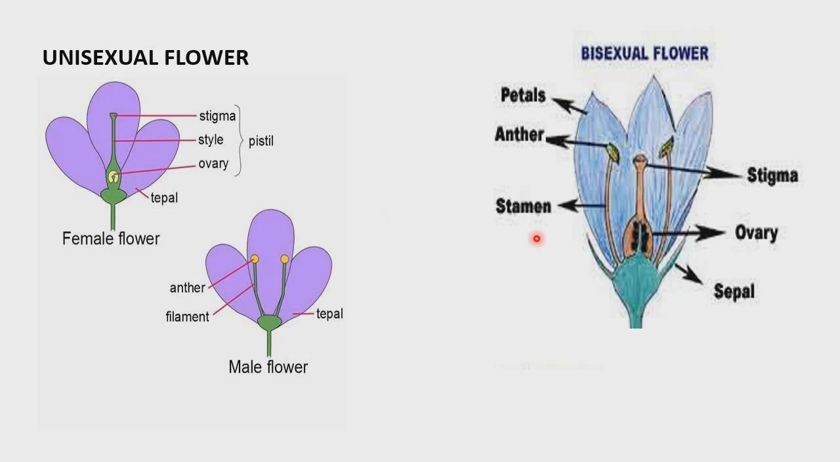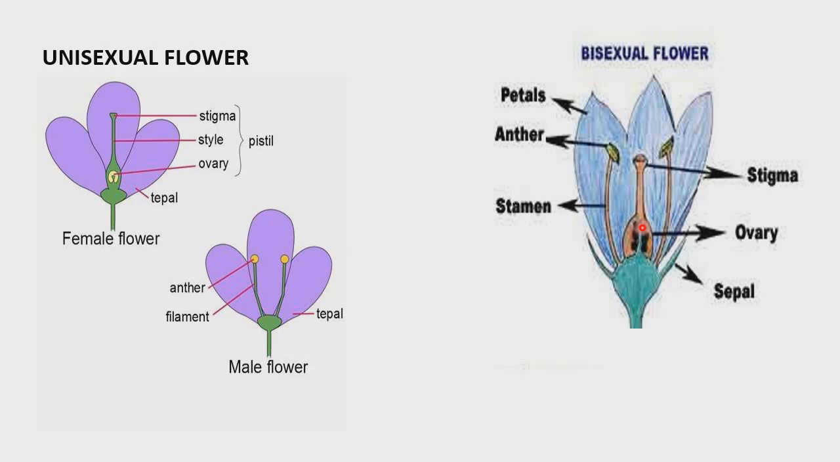Why do we have bisexual? A bisexual flower has these two, the stamen and the pistil, in the same flower. The bisexual, we said that they are hermaphrodite flowers. They have both the male and female on it. They have both the carpels and the stamen on it.